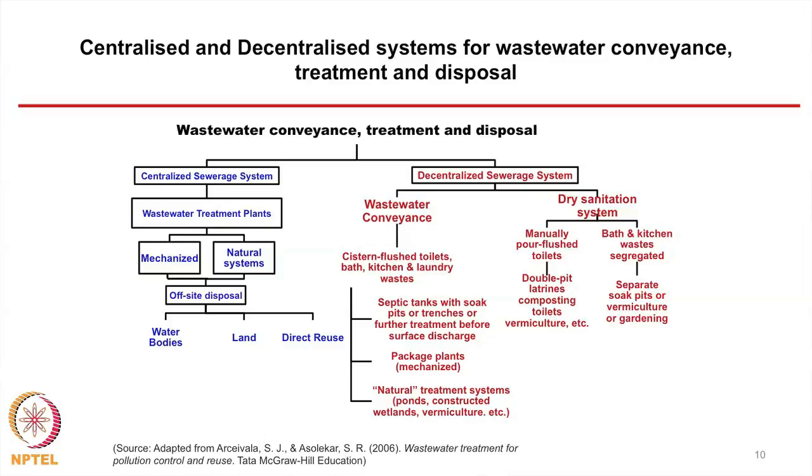And then in the decentralized sewerage system, you have the wastewater conveyance locally, and system flush toilets, septic tanks with soak pits or trenches or further treatment before surface discharge, and package treatment plants, natural treatment systems, pond, constructed wetlands, vermiculture, etc. And then dry sanitation systems, which are not much commonly used. Basically, this is the classification of the wastewater treatment schemes. Okay.